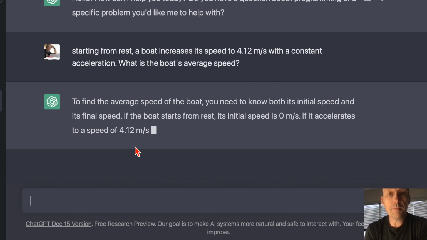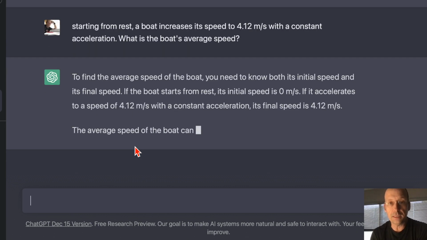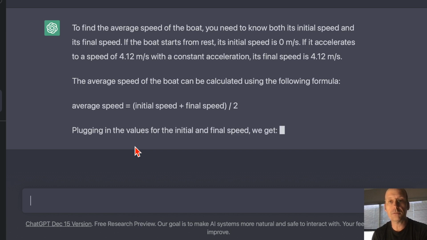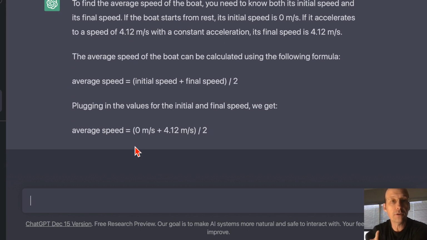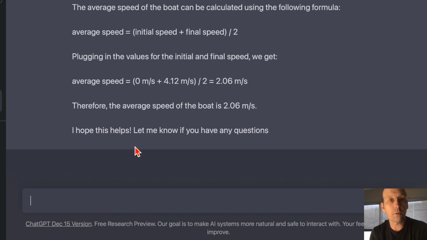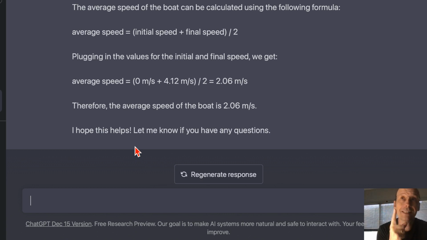To find the average speed of the boat, you need to know both its initial speed and its final speed. If the boat starts from rest, its initial speed is 0. If it accelerates to a speed of 4.12 meters per second with constant acceleration, its final speed is 4.12. The average speed is just the average because it has a constant acceleration. Okay, good. Let's do the second part.